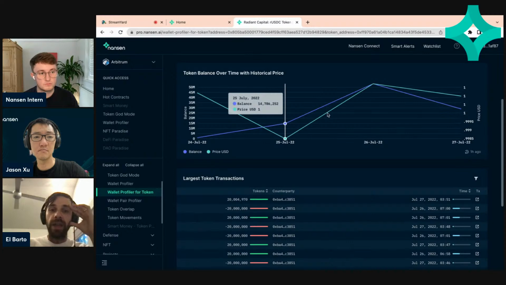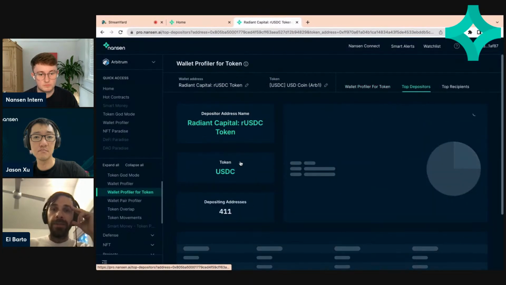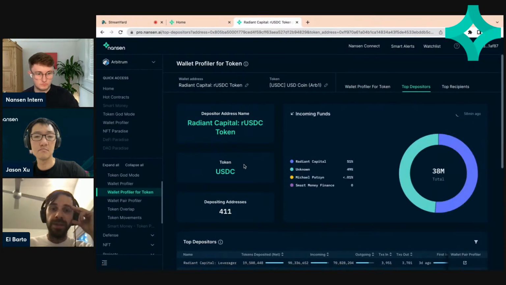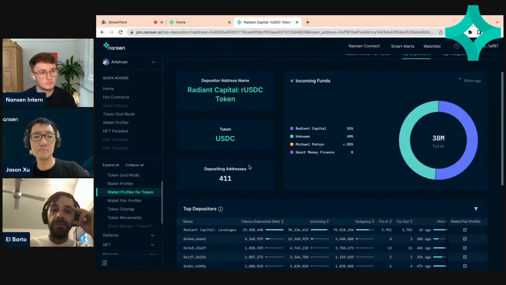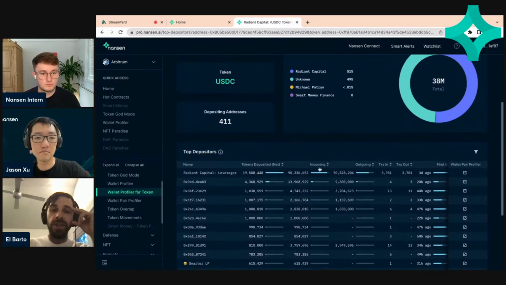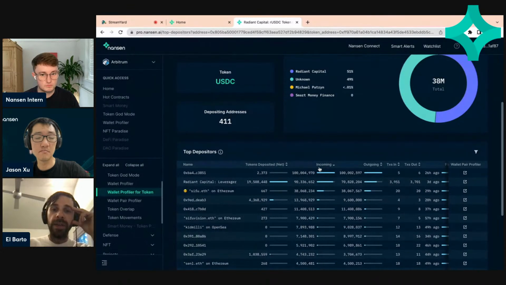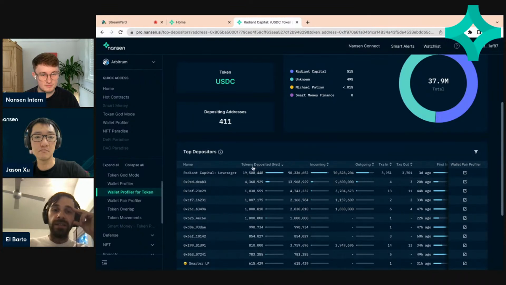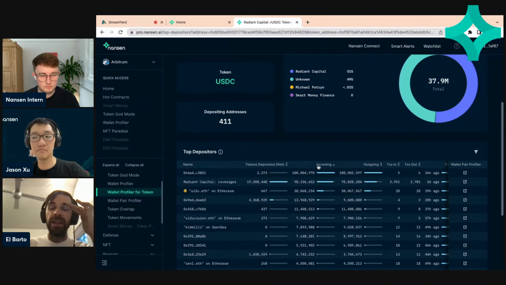Now we can see who the top depositors are for this Radiant Capital. What I typically do is sort by incoming. If I go to tokens deposited net, that's just going to show the current moment, who is the top farmer. But if I sort by incoming, I can see over time who has come in and out of the farm.